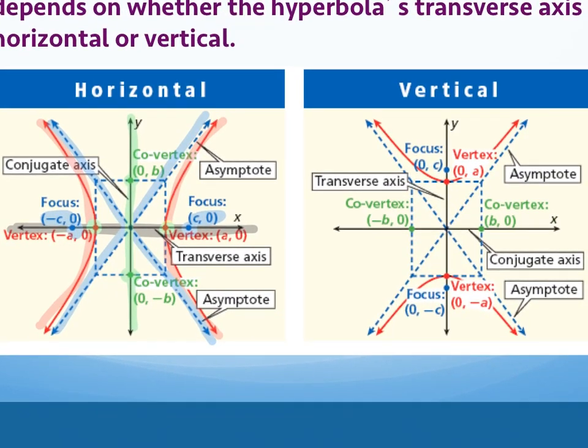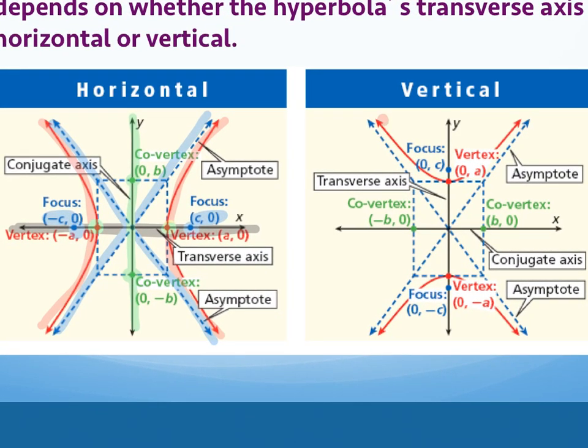Then all of that just shifts if it's vertical. So now the branches point up and down, which means the vertices are going to be on the vertical axis or somewhere vertical, because this could be a shift away from 0, 0. The focus is now vertical inside those branches. The co-vertices lie horizontal, B distance away from the center. And then your asymptotes still look exactly the same. The difference is where you place your branches.